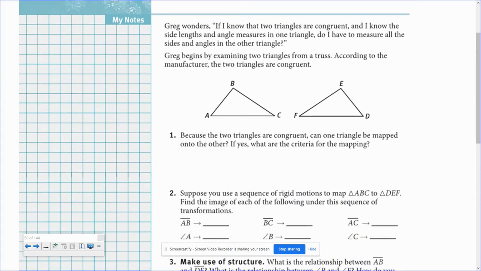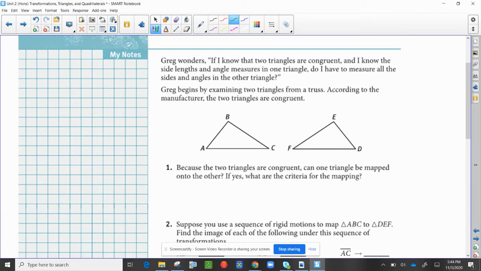Okay. So because the two triangles are congruent, can one triangle be mapped onto the other? So that kind of goes with what we just did in the previous part of Unit 2, where we did transformations. Is there a way to transform that pre-image ABC onto an image DEF? So let's look at that. If we want those to stay congruent, remember, congruent figures need to be transformed using a rigid motion. So yes, we can do this, but it needs to be a rigid motion so that it preserves the size and the shape of the pre-image in the image.